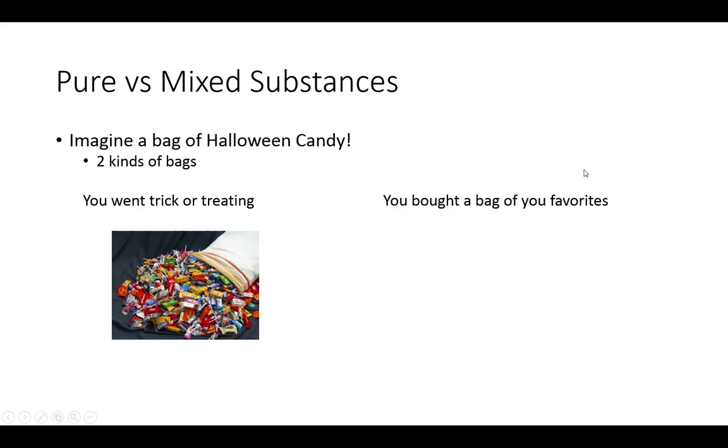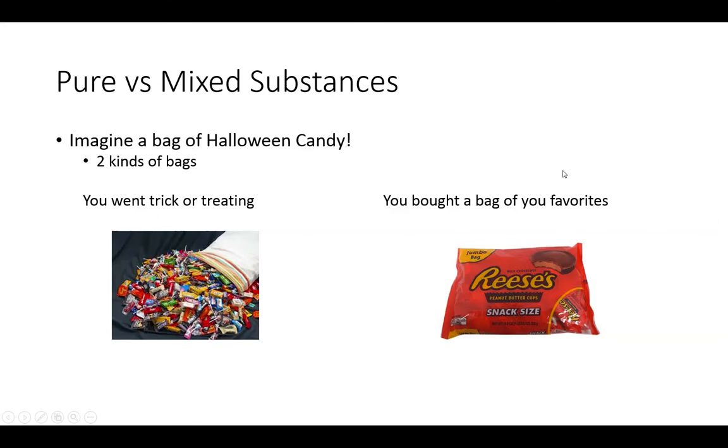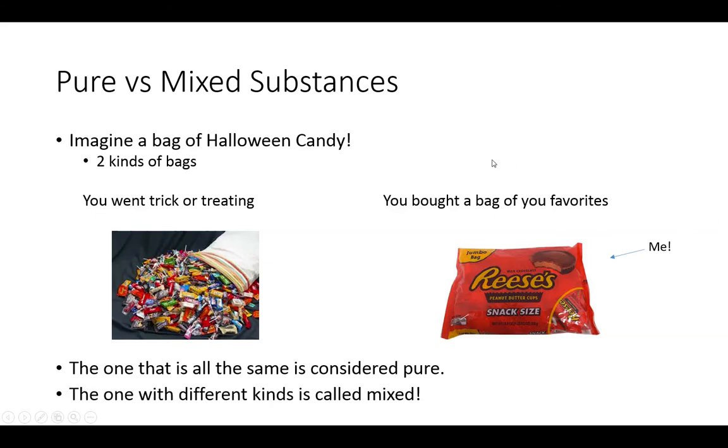Now, pretend you don't like going trick-or-treating, or you just want to go to Superstore the week after Halloween and buy it on sale. You might just buy a big bag of candy that's all the same. This is exactly what I do, because I love my peanut butter cups. The one that is all the same is considered pure. So in this example, it'd be the Reese's peanut butter cups, because it's pure peanut butter cup. The one with different kinds is called mixed, because it is a mixture of candy. Now keep a hold of this candy analogy, because we're going to use it later.